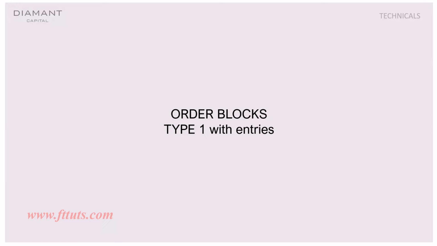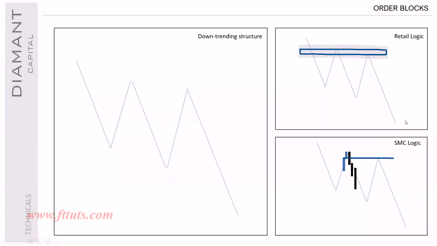So moving on from that last lesson where we talked about institutional order flow, what I mentioned in that video is order blocks, and we've got different types. Me personally, I would break it down into 3 different types. I'm going to be looking at type 1 with entries, and for every single one it's how you enter, where you put stop loss, and where you put take profit. But yeah, let's just get into it.